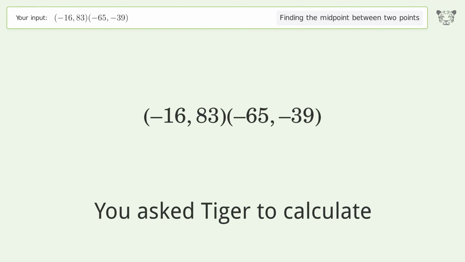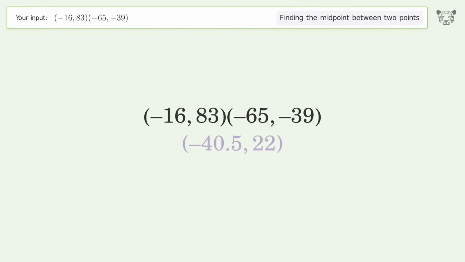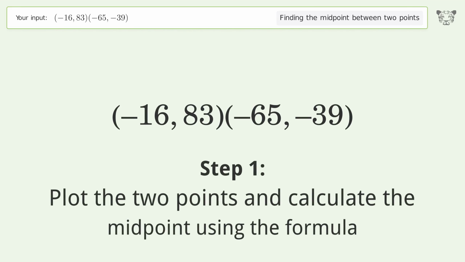You ask Tiger to calculate. This deals with finding the midpoint between 2 points. The midpoint between the 2 points is negative 40.5, 22. Let's solve it step by step. Plot the 2 points and calculate the midpoint using the formula.